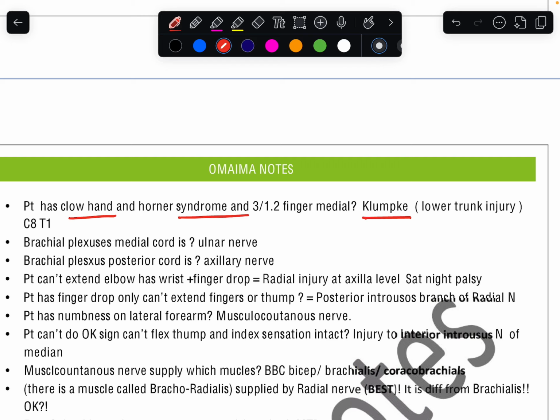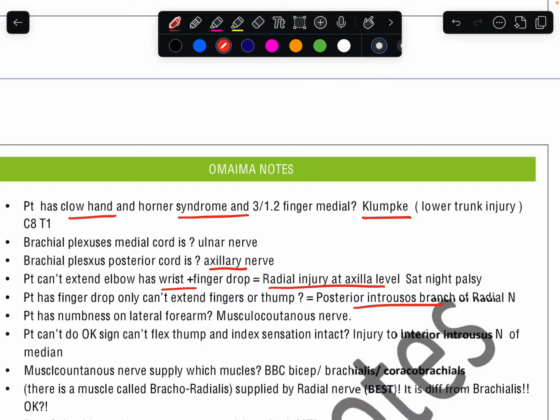Brachial plexus medial cord: ulnar nerve. Brachial plexus posterior cord: axillary. Patient can't extend elbow, has wrist and finger drop: radial nerve at the axilla. Radial at the axilla, 3 drops. Finger drop, can't extend finger or thumb: posterior interosseous nerve.